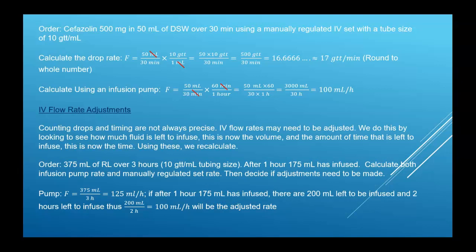So either the pump was running fast or something was wrong here, because this is 125 milliliters per hour, and after an hour 175 milliliters was infused. So a little more was infused than should have been. Well, we have 200 milliliters left to be infused and 2 hours left to infuse it. So that means we need to drop the rate. 200 milliliters over 2 hours is 100 milliliters per hour. So we have to recalculate and then adjust the rate down to 100 milliliters per hour in order to administer the fluid over the next 2 hours.